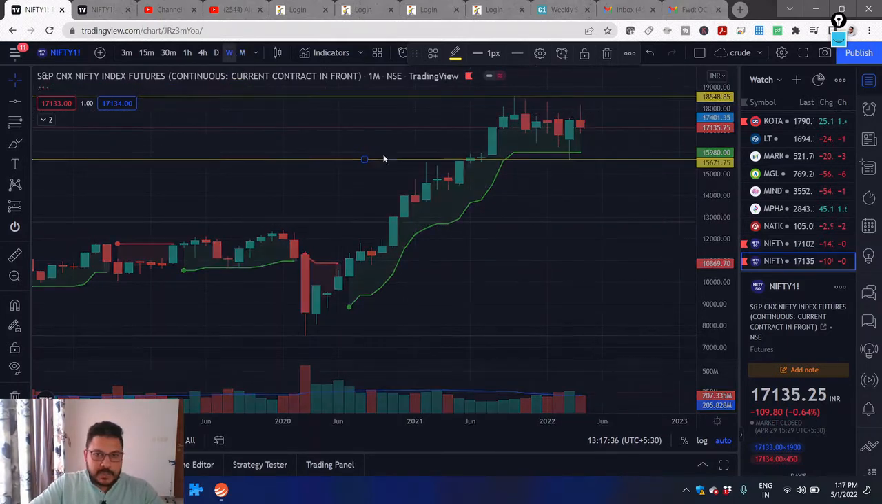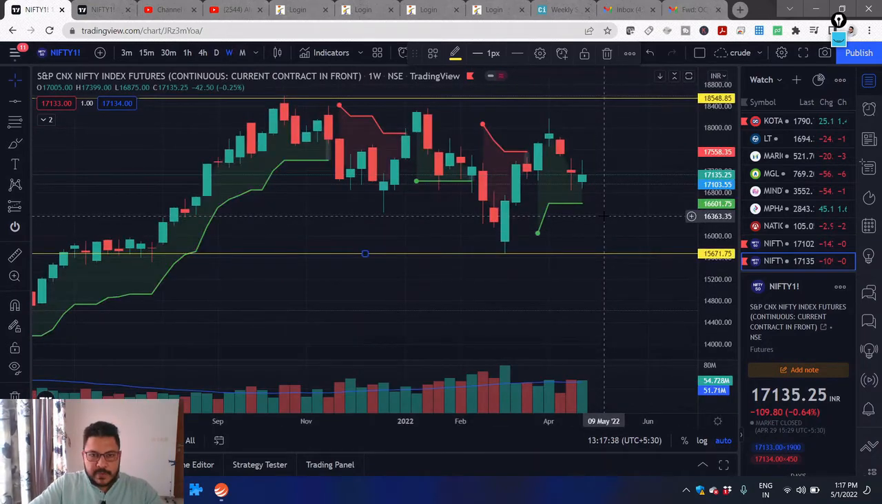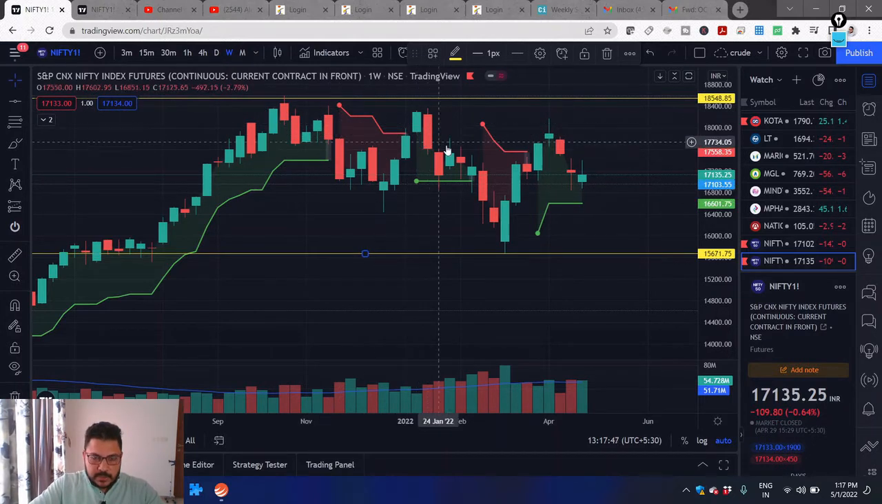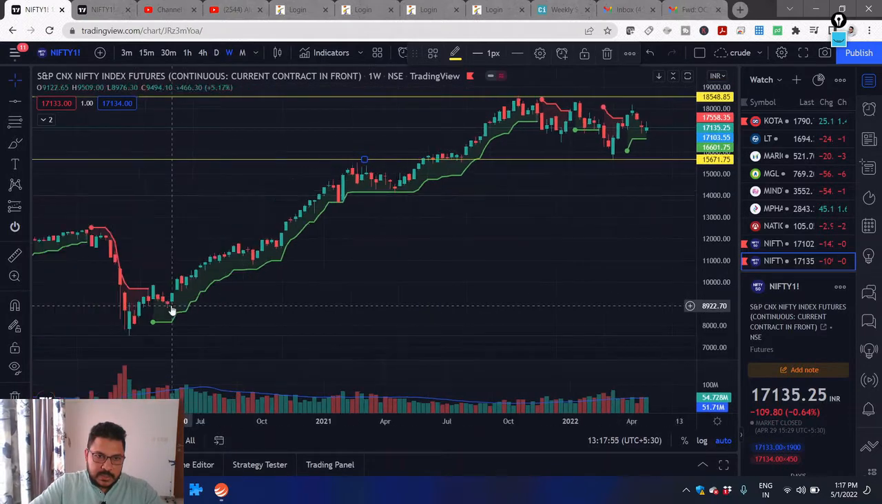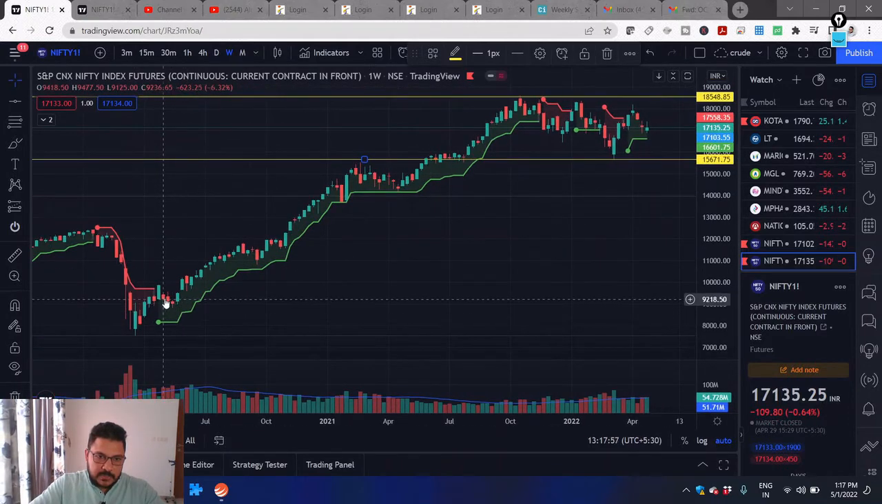Let's go to the weekly time frame now. As you can see, whenever there is a consolidation, Supertrend will give you multiple entries. It will give you a short entry, then a long entry. This is the sign that the market is consolidating. And if the market is trending, Supertrend will give you a clear trend. See the trend from where you can capture this. Your entry will be here, your stop loss will be here, and your exit will be only when the candle closes below the Supertrend.